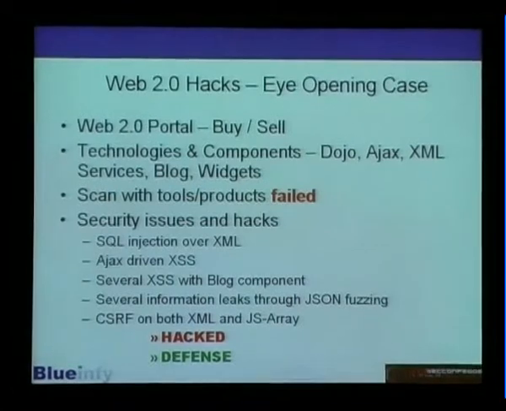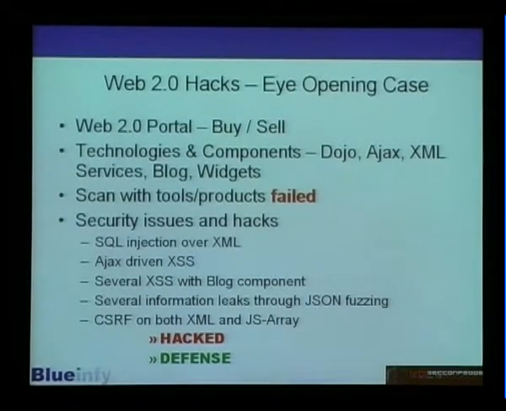Before I start, in the last year or year and a half, we are seeing a lot of applications migrating towards Web 2.0, using different components of Web 2.0. This is one of the recent assessments we did with a Web 2.0 portal, a typical application for buying and selling goods over the internet, a typical e-commerce application. The technologies include Dojo, Ajax, XML, services, blogs, and widgets, all these different components of Web 2.0 as part of this application.